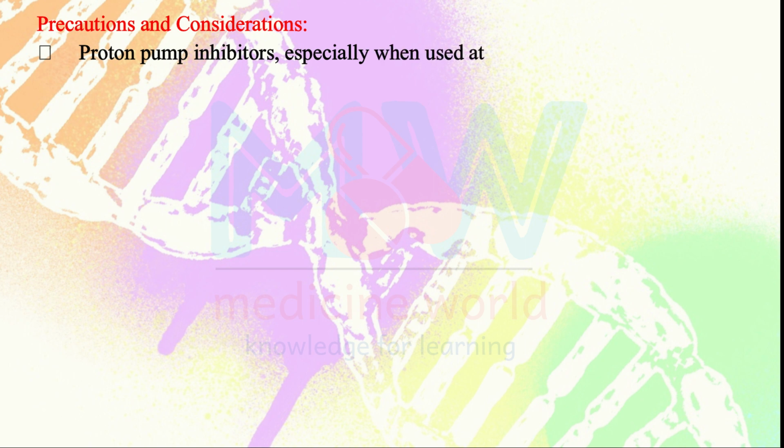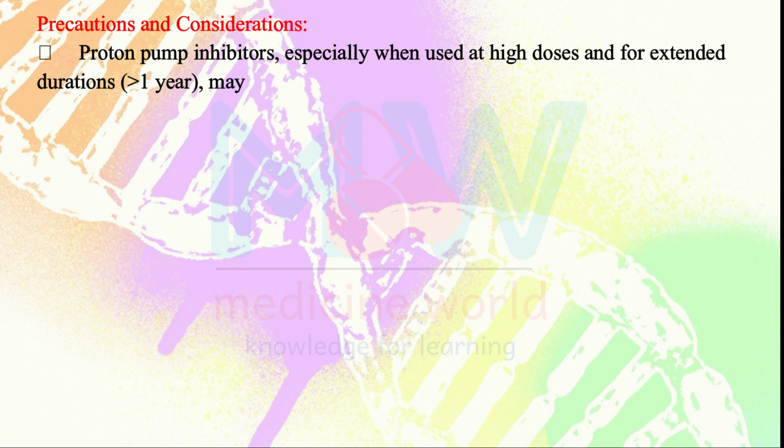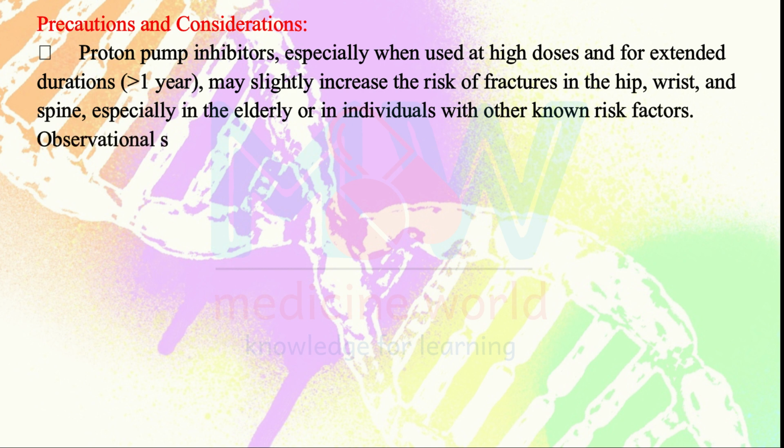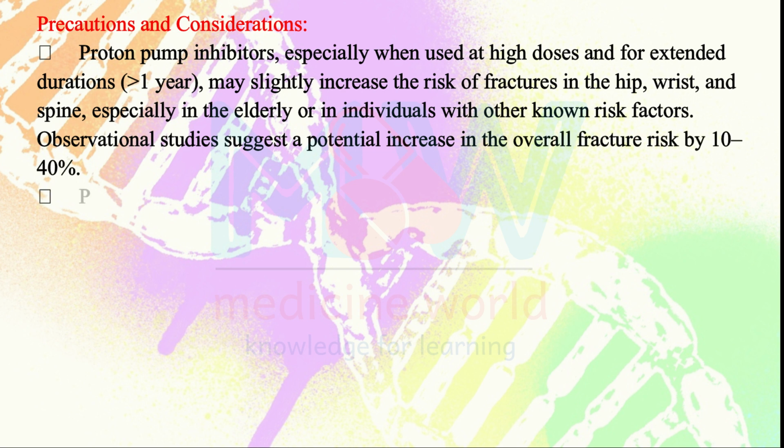Precautions and considerations of rabeprazole. Proton pump inhibitors, especially when used at high doses and for extended durations, greater than 1 year, may slightly increase the risk of fractures in the hip, wrist, and spine, especially in the elderly, or in individuals with other known risk factors. Observational studies suggest a potential increase in the overall fracture risk by 10 to 40%.